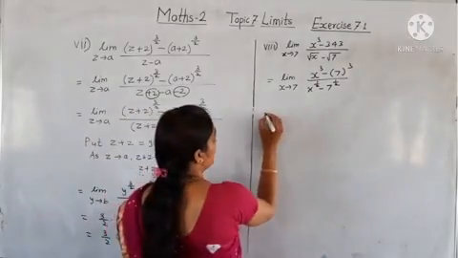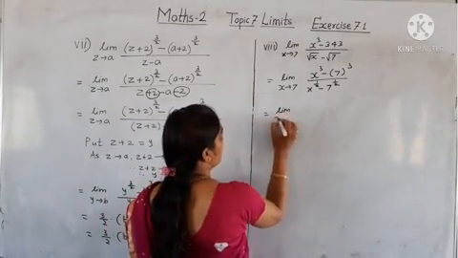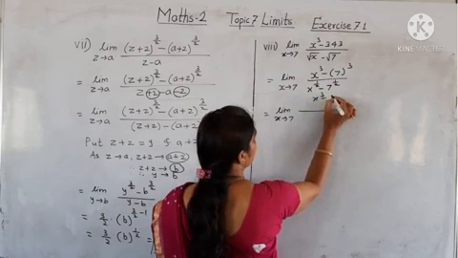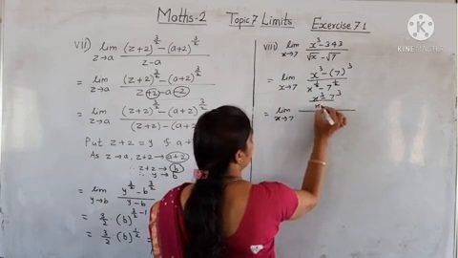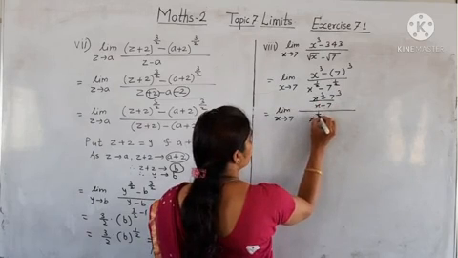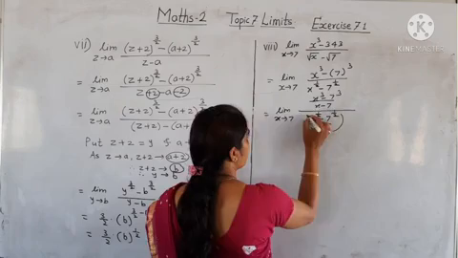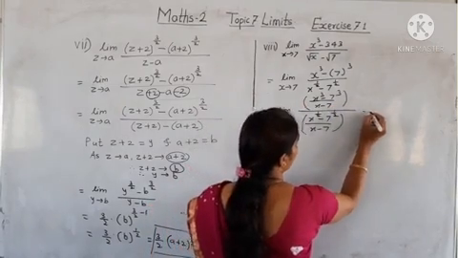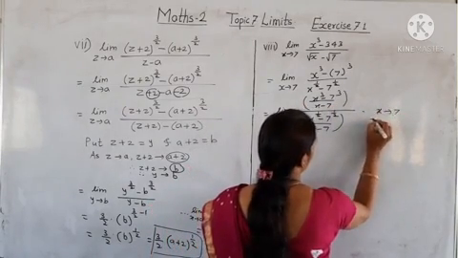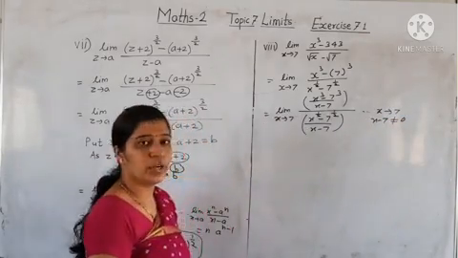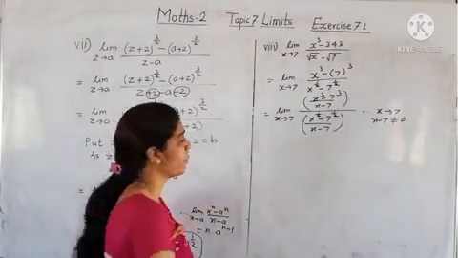So here we divide both numerator and denominator by x minus 7: (x cube minus 7 cube) upon (x minus 7), and (x raised to half minus 7 raised to half) upon (x minus 7). Because as x tends to 7, x minus 7 is not equal to 0. So here we divide numerator and denominator by x minus 7.